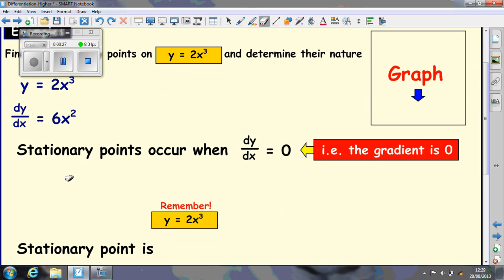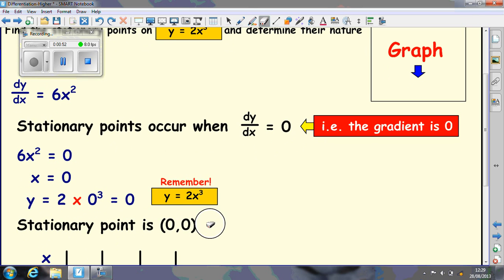You let 6x squared equal 0, since the gradient is equal to 0. We then divide by 6 and square root, and that gives x equals 0. This is the x value for a stationary point. We need to find the y value, so you substitute x equals 0 back into the original function. So y equals 2 times 0 cubed, which is just 0. So our stationary point is (0, 0).